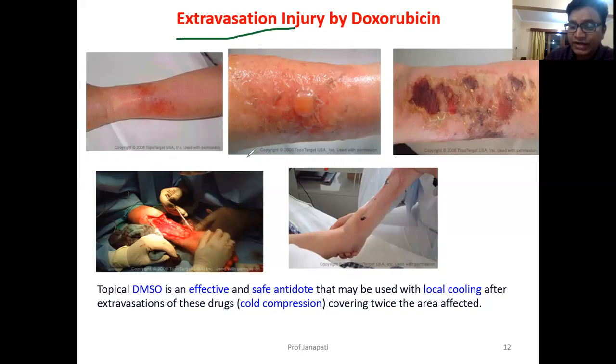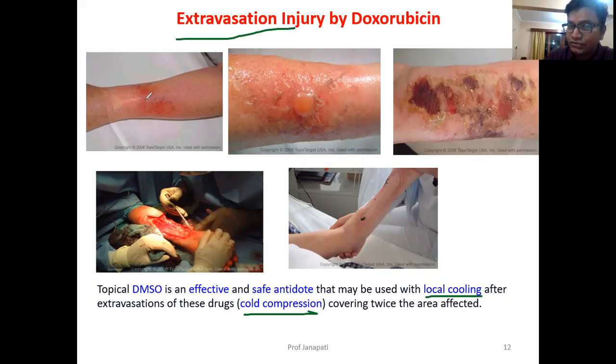You can use that dexrazoxane. Along with that, local cooling should be done. Cold compression should be done so that this injury is decreased. One more drug, Vinca alkaloids, also produces extravasation injury, but there we use hot compression, not the cold compression.